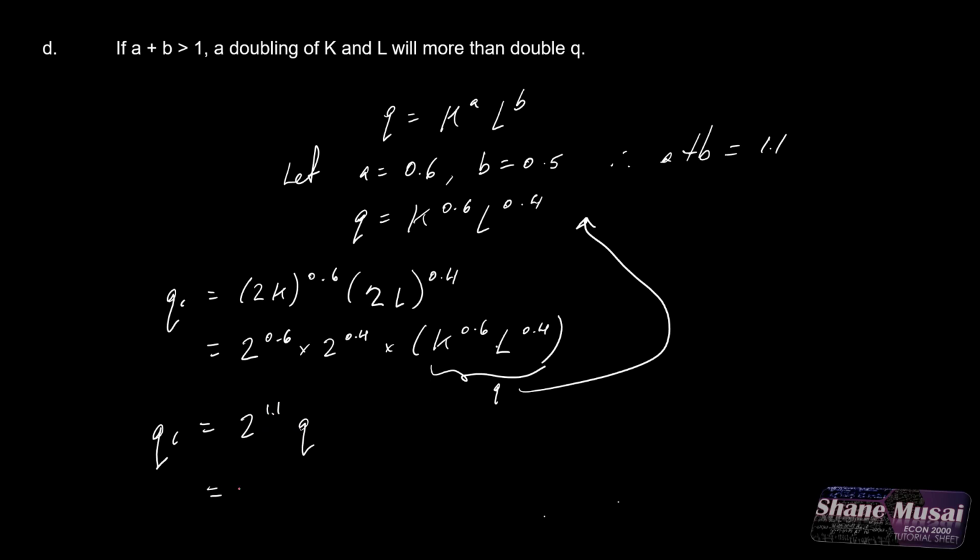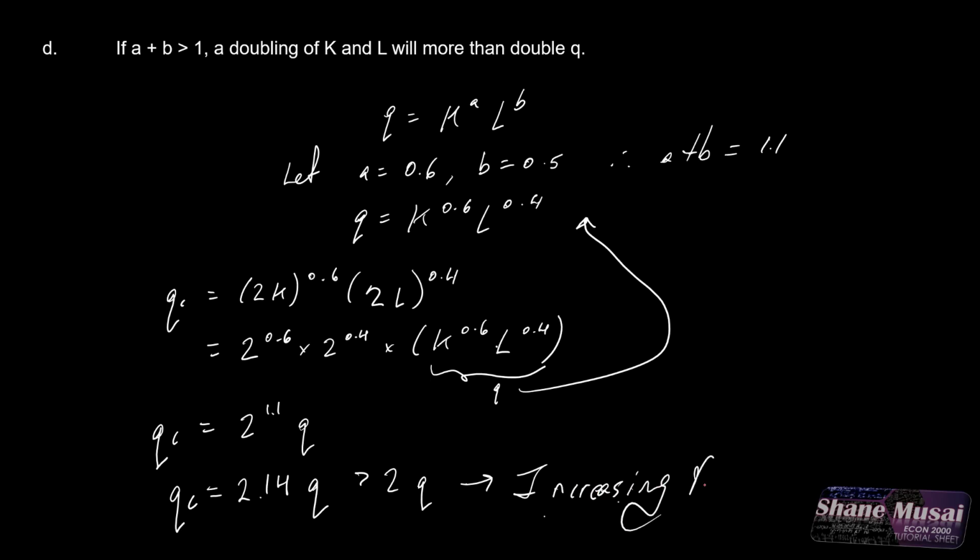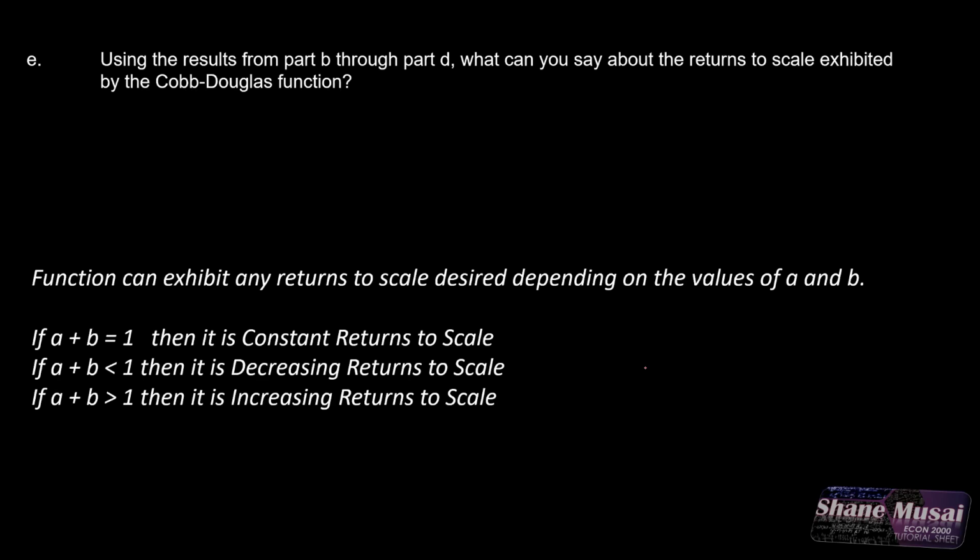And if you calculate the value of 2 to the power of 1.1, we get 2.14. So QC is equal to 2.14 Q, which is more than 2Q. So by doubling our input factors, we more than doubled our output, right? So this represents increasing returns to scale. And that answers all the mathematical parts.